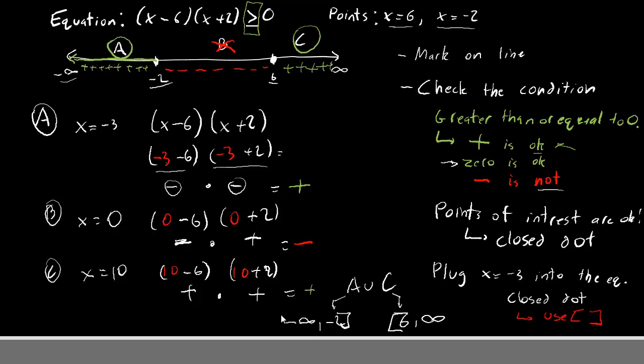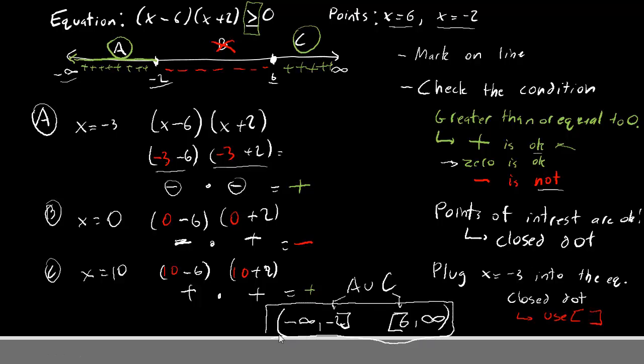Now, infinity never has a bracket, so we're going to put parentheses next to those. So our final answer is going to be negative infinity to negative 2, bracket on the negative 2, and then 6 to infinity with a bracket on the 6. And that will be our final answer.